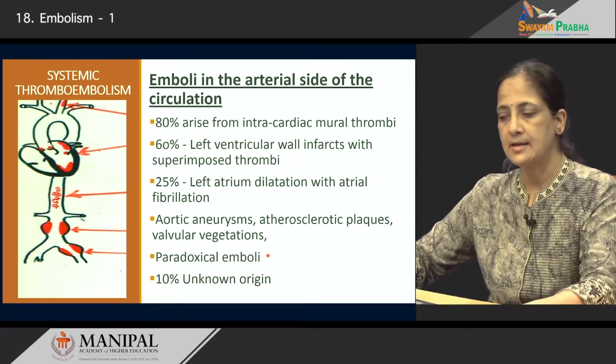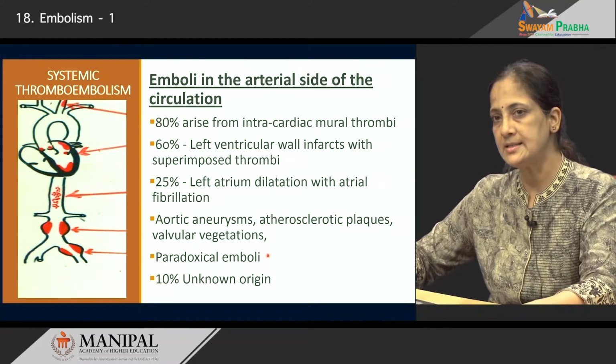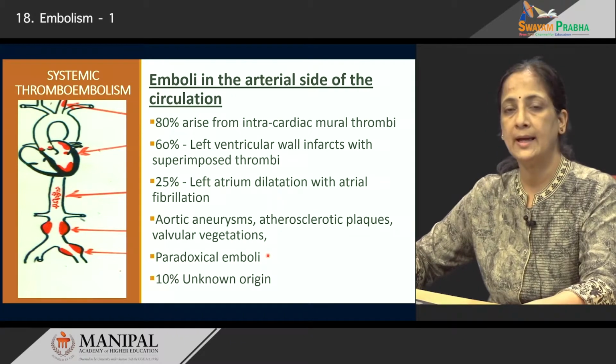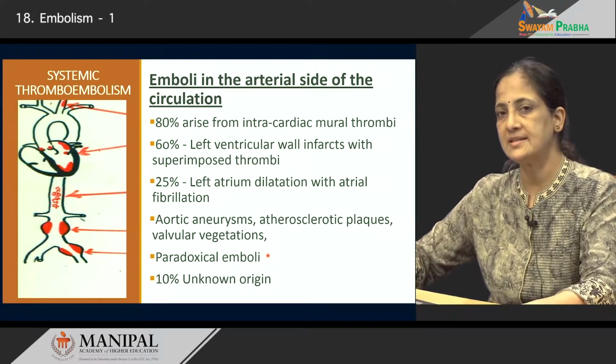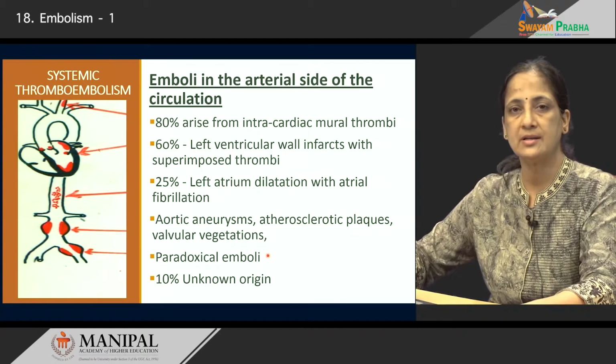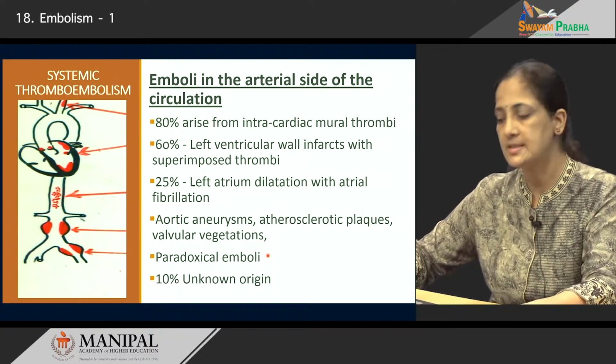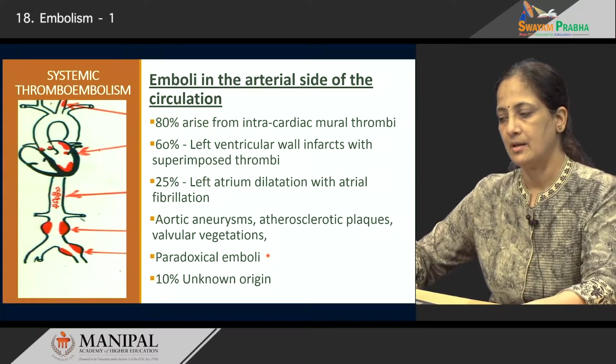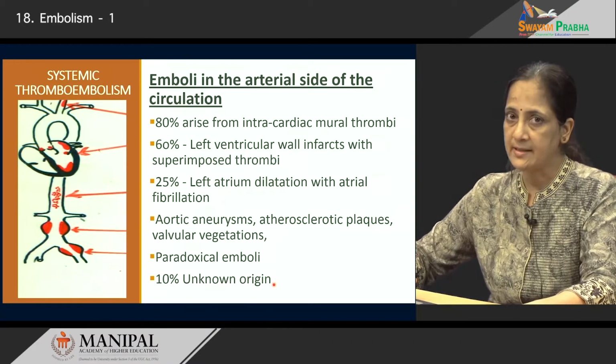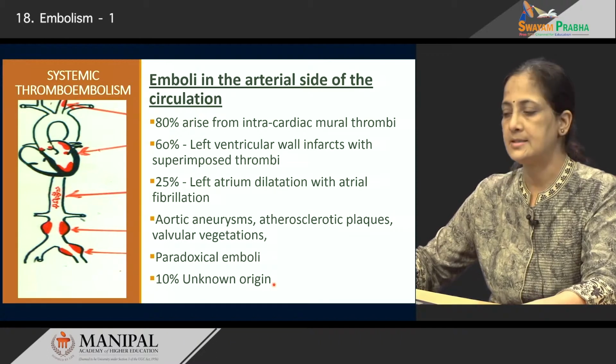We have already discussed paradoxical emboli, where thrombi from the venous side let go of emboli that pass through defects in either the atrial or the ventricular septum and gain access to the systemic circulation. In about 10% of cases, the origin of the emboli remains unknown.